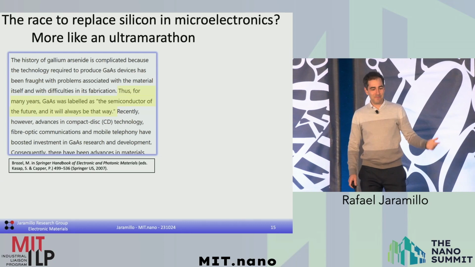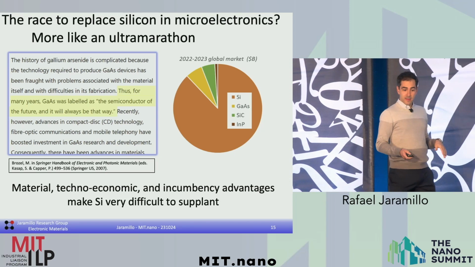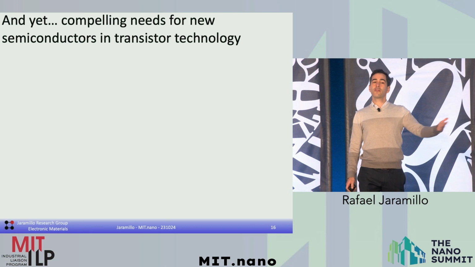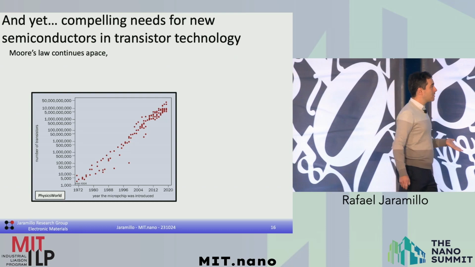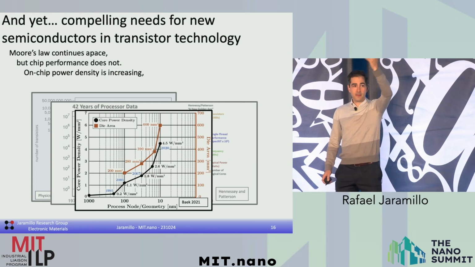And so this is the global market in 2022 for wafers. And so we know this. Silicon dominates, for good reasons. However, there are really compelling needs for new channels in ultra-high performance, low power transistor technology. Right, Moore's law is continuing. However, chip performance does not, on a per chip basis. So one of the reasons for that is that on-chip power density is expanding.